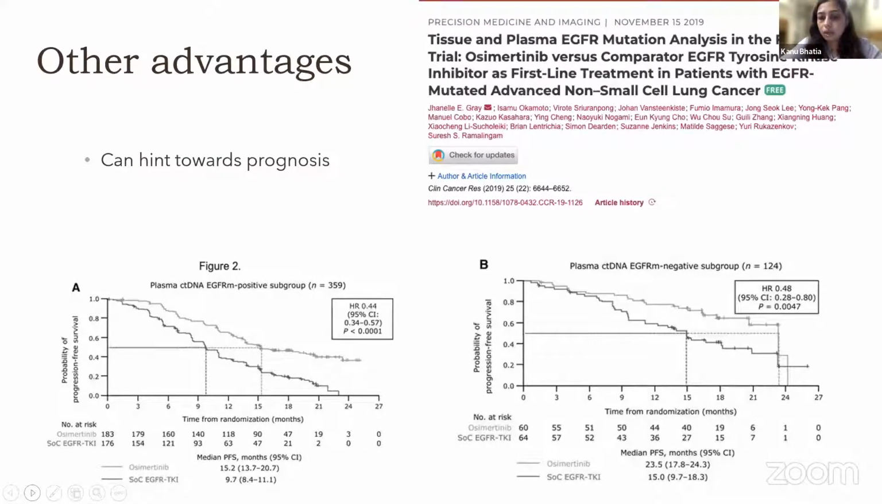There, the median PFS was 24 months. It actually denotes probably the burden of the disease only. So in that way, it can also help in prognosticating your patients.